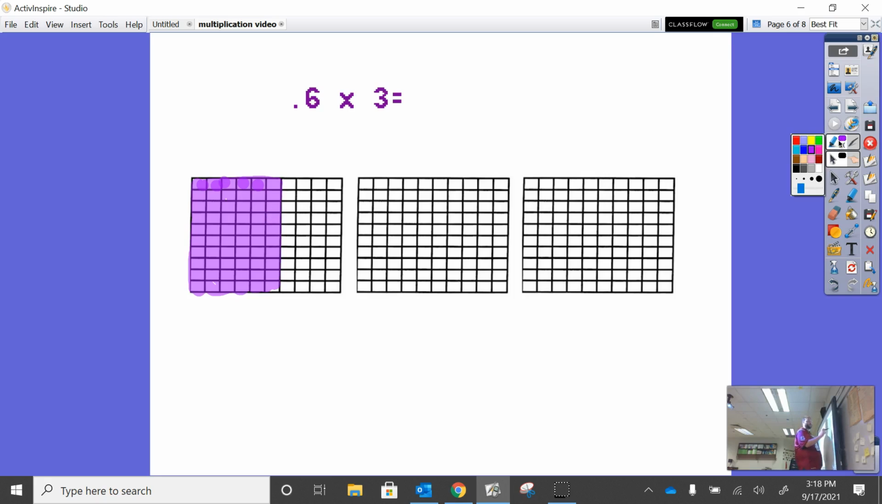Grab another color. Let's go back to the green here. Yellow highlighter is boring. So I've got 1, 2, 3, 4, 5, 6. There are 2 sets of 6/10. Then we're going to go back to our original color, purple, and do one more set of 6: 1, 2, 3, 4, 5, 6.